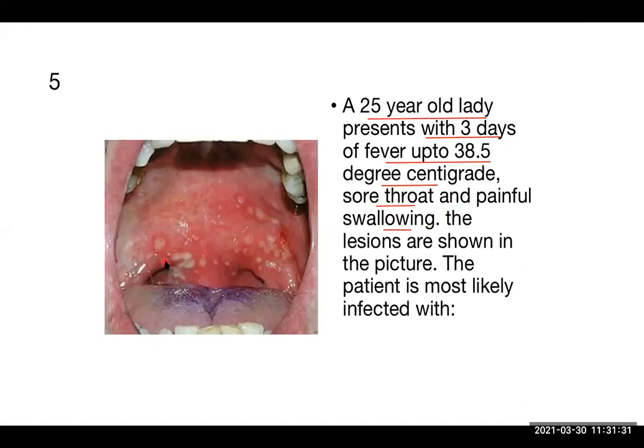So if this is shown with this type of description, then the first diagnosis which comes in my mind is herpangina. Herpangina. So what is herpangina? It is caused by which virus or which bacteria? Coxsackie virus. Exactly, it is caused by Coxsackie virus.